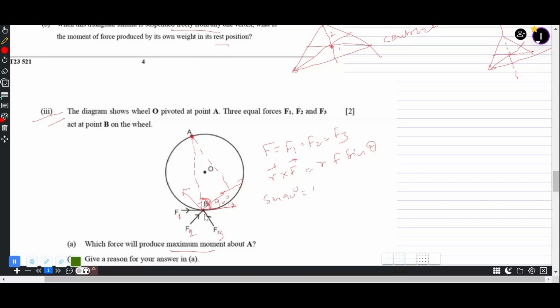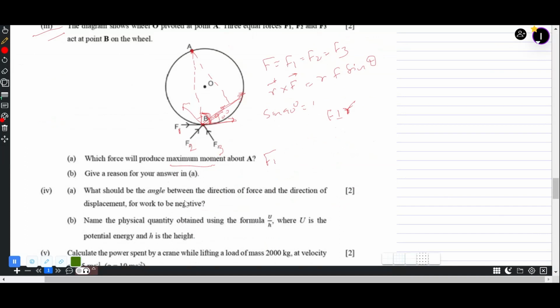Other forces make some angle but not 90 degrees. If you see, this makes some angle with this point. The force which is perpendicular to R, only that matters. So F1 is the force which is perpendicular to this, or F1 is the force which has the maximum distance R from A. Whatever way you see it, that is what the concept is. So F1 will produce maximum moment.